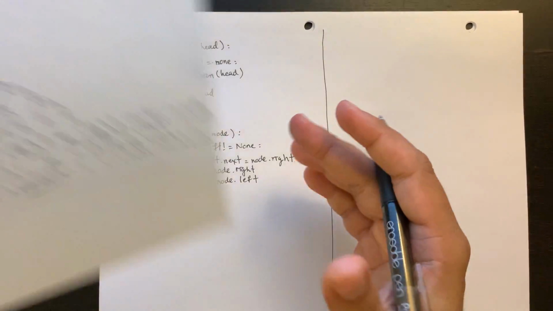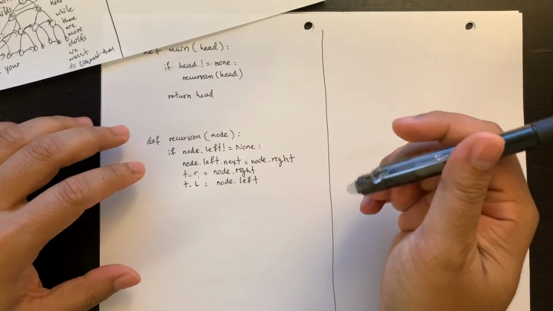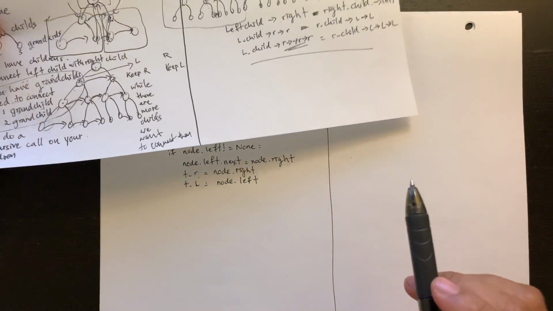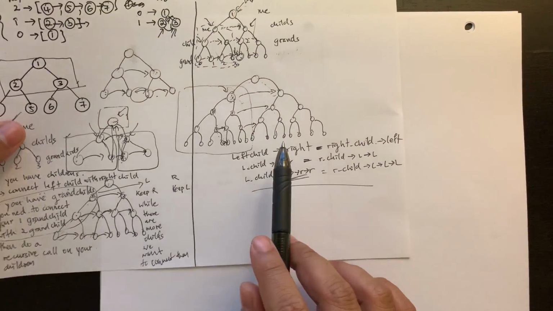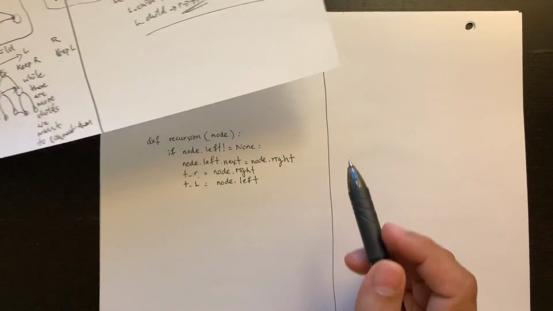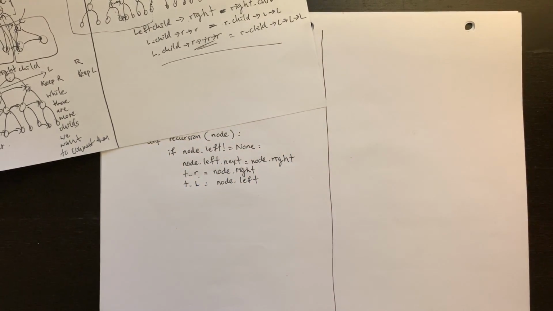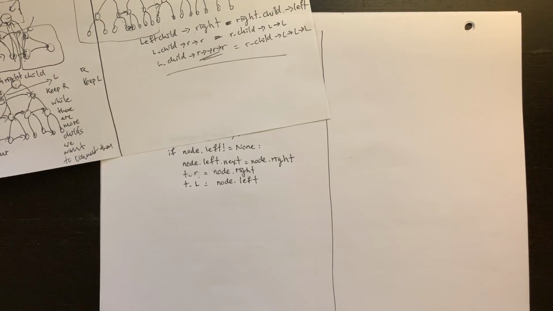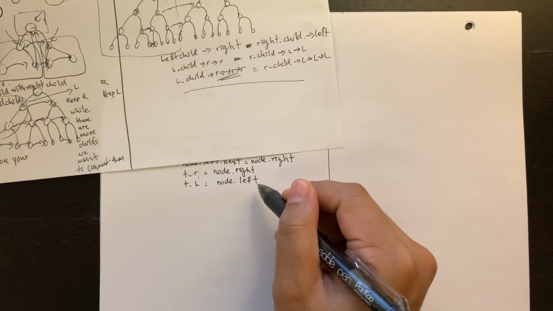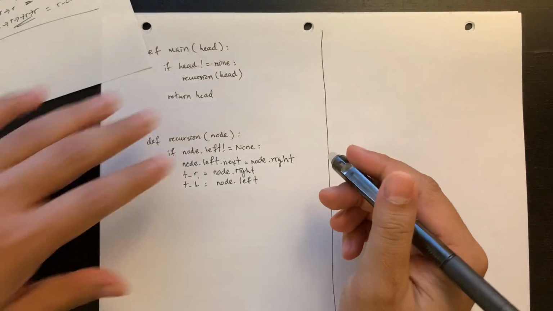So I think I should swap this, but whatever. So it's fine. So right here, for the left child, I want to go to the right. So it's kind of intuitive.